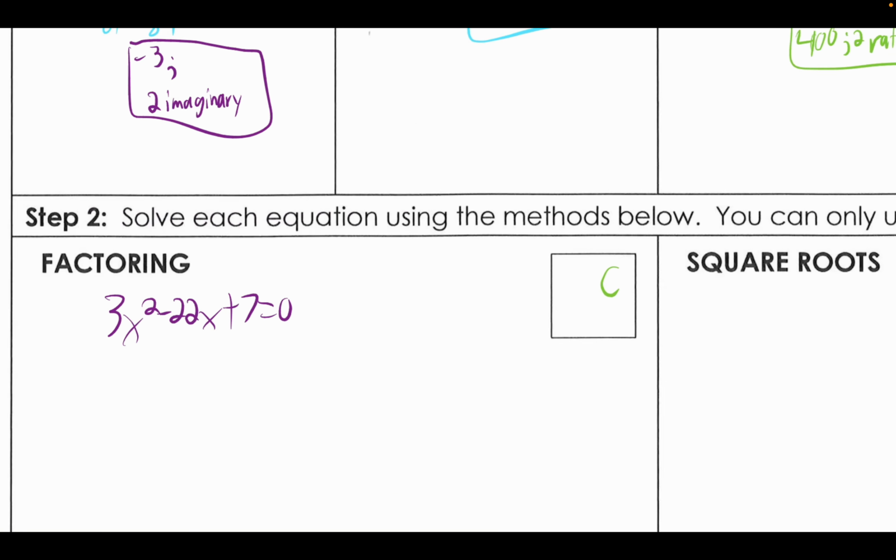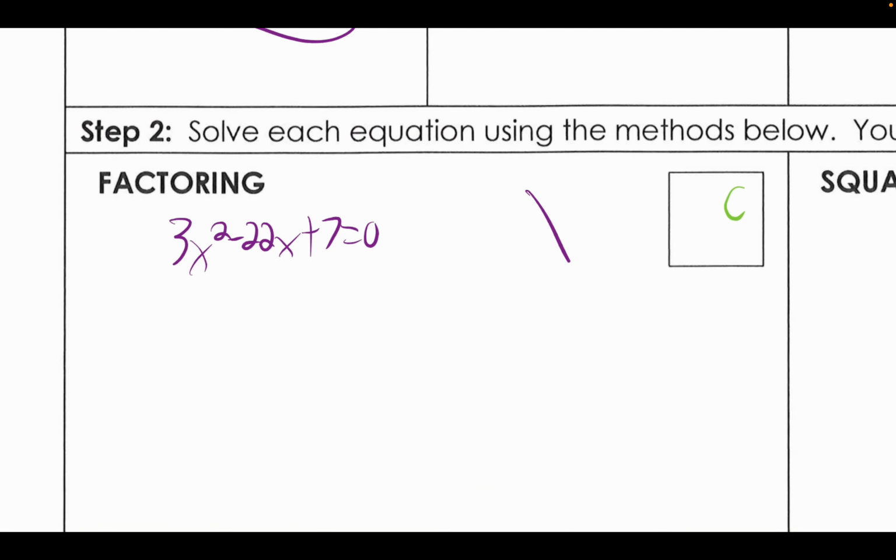So I look for a GCF here. There is none. I go ahead and make the x. I do a times c at the top, which is 21. I do b at the bottom, which is negative 22. I look for two numbers that multiply to positive 21 while adding to negative 22. Knowing two negatives will do the trick, because two negatives will multiply to a positive while adding to a bigger negative. And 21 and 1, or 1 and 21, do the trick.